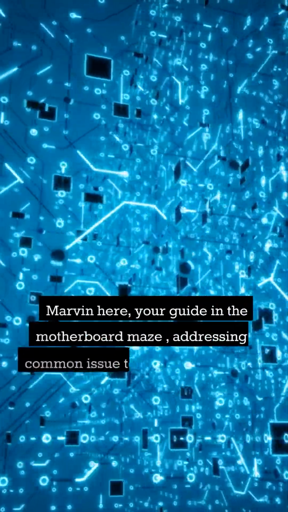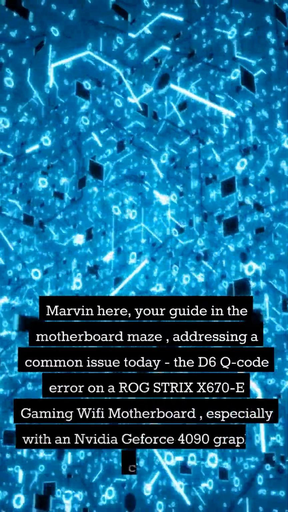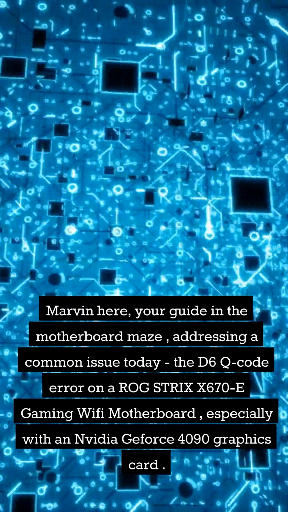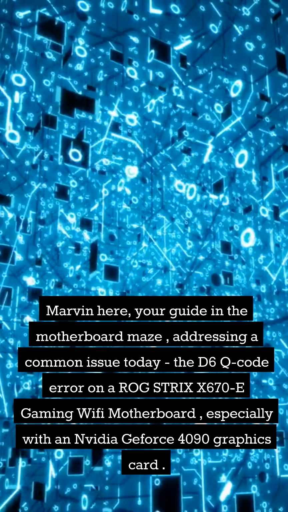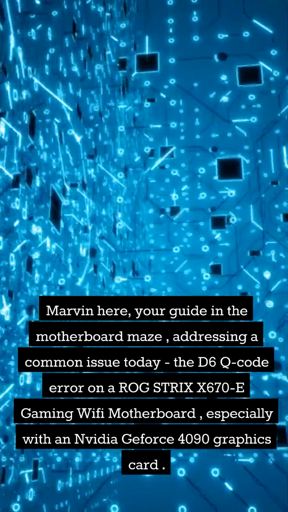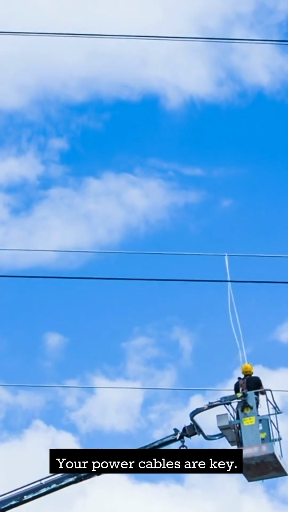Marvin here, your guide in the motherboard maze, addressing a common issue today, the D6Q code error on a ROG STRIX X670-E Gaming WiFi motherboard, especially with an Nvidia GeForce 4090 graphics card. Your power cables are key.